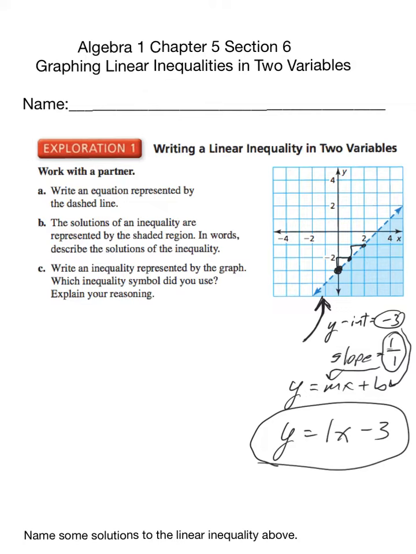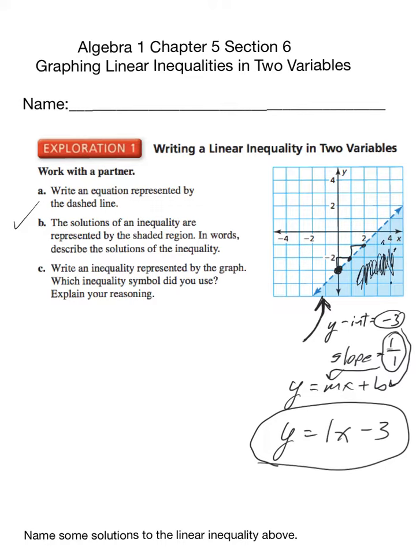So now let's work on the second question, B. It says the solutions of an inequality are represented by the shaded region. In other words, describe the solution of the inequality. So in this case, what we have is this shaded region here. The shaded region is underneath the line y = x - 3. So it represents all the points of the shaded region underneath this line.